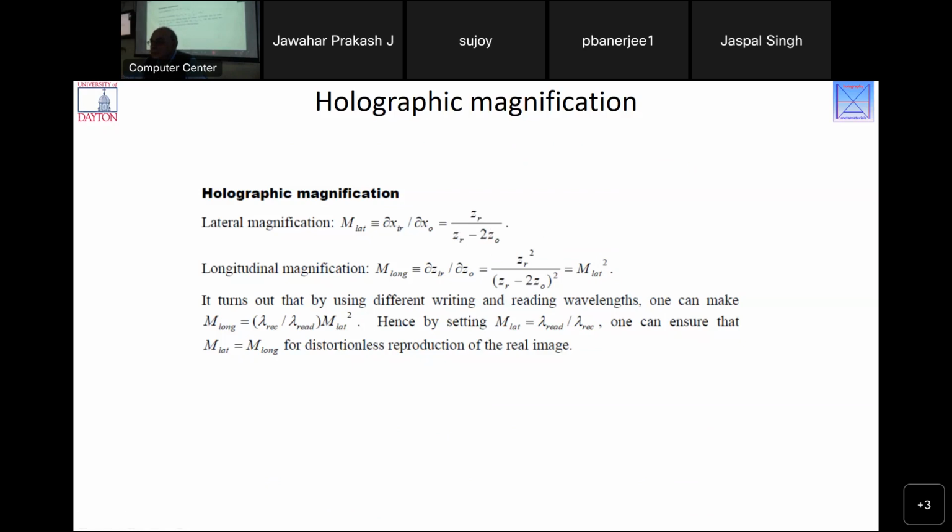Replicate the reference beam in the recording geometry, then the magnification comes out. Yeah, there will always be a magnification. The only thing that will happen is magnification may not be the same in the lateral and longitudinal directions. Okay. Yeah, there will always be a magnification because you see here, these numbers, you'll come out with a number.